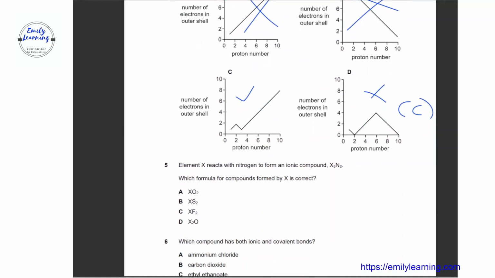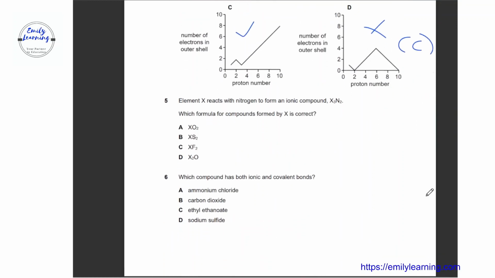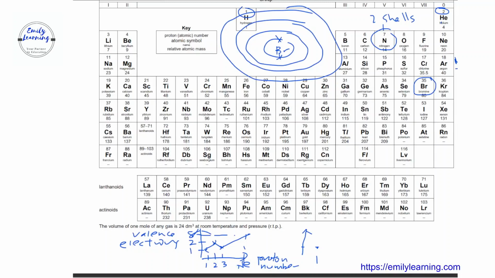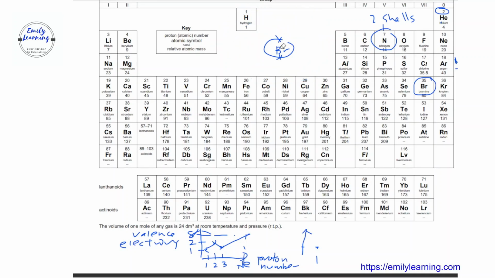Okay, next, let's move on to question 5. Element X reacts with nitrogen to form an ionic compound X3N2. Which formula for compounds formed by X is correct? So let's take a look at X3N2. Okay, and I also want to go back to the periodic table. Let me erase some of the items here.